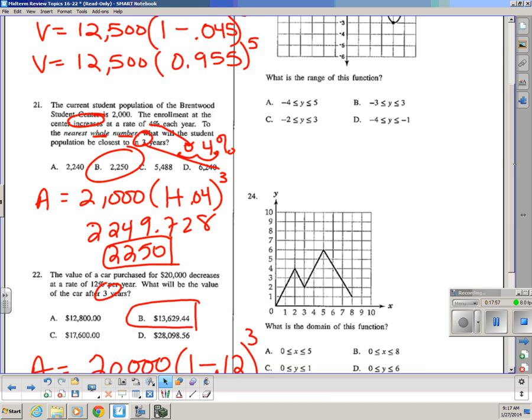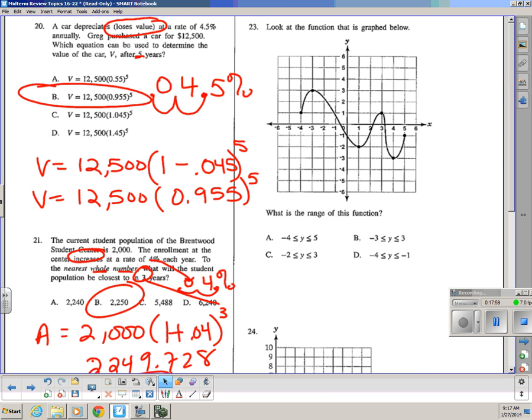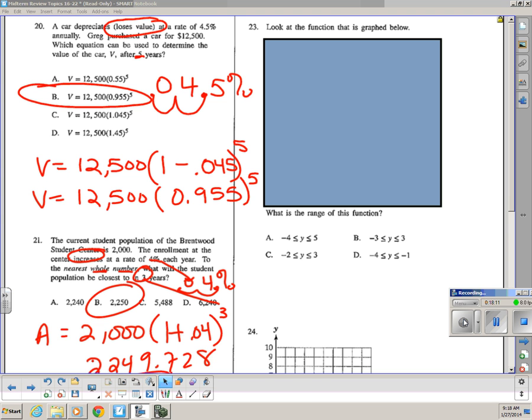Number 23, look at the function that's graphed below. It says, what is the range of this function? And again, I'm going to look for my low y and my high y. I'm just going to create a rectangle. So here's my rectangle, and I want the range of this function. So I'm looking for my low y and my high y.